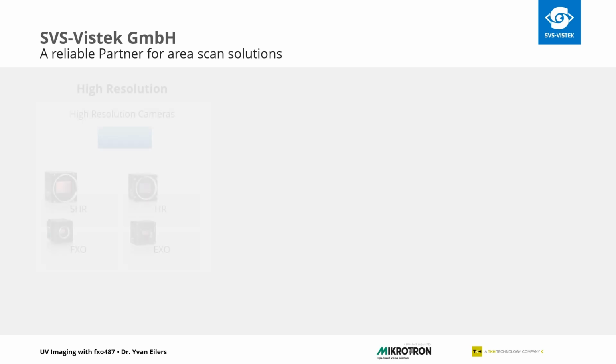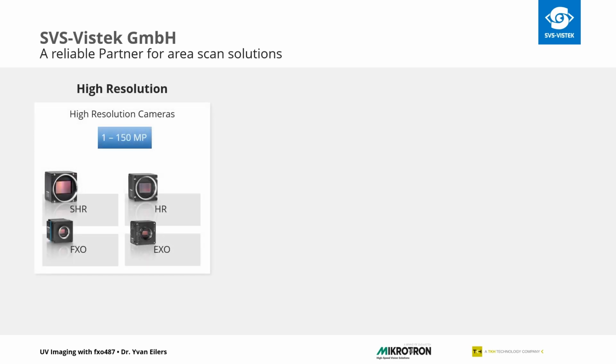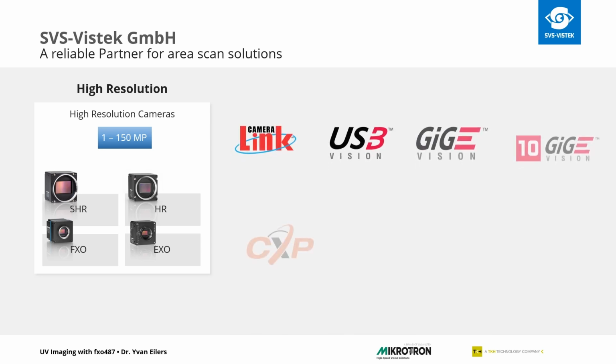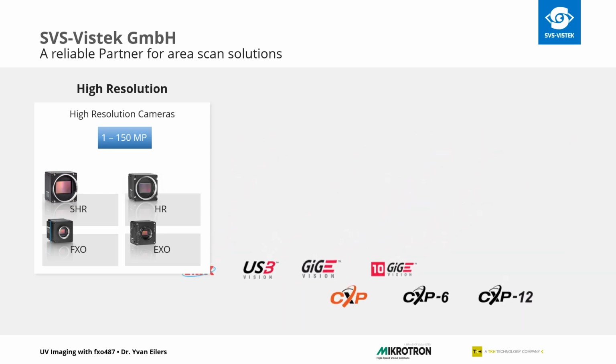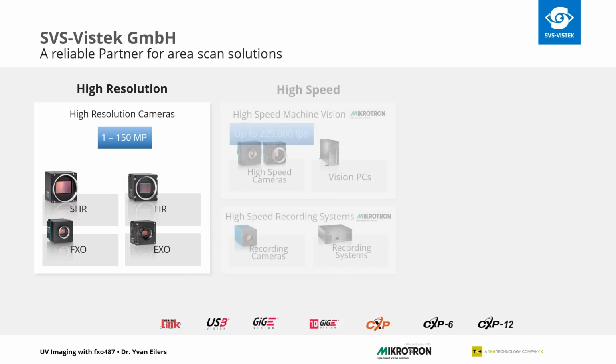We offer a broad portfolio of industrial cameras with 2D area scan solutions with resolutions from about 1 megapixel up to 150 megapixels in 4 different series. Our interface options include GigE, USB 3, Camera Link, CoaXPress 6 and 12, as well as 10 GigE, thus also offering high-performance interfaces for high data rate transmissions.